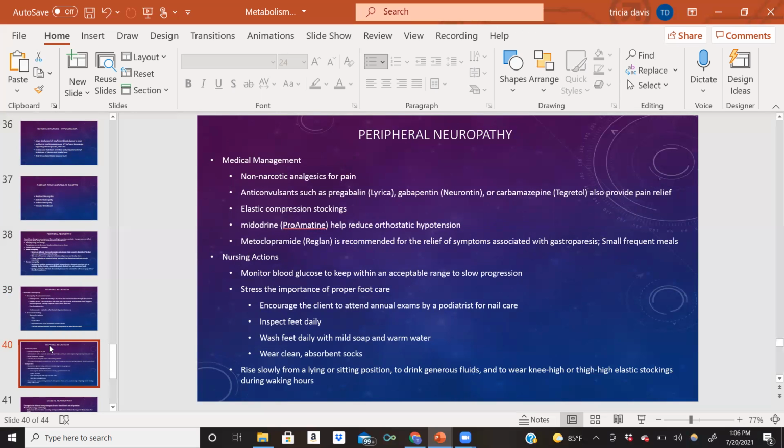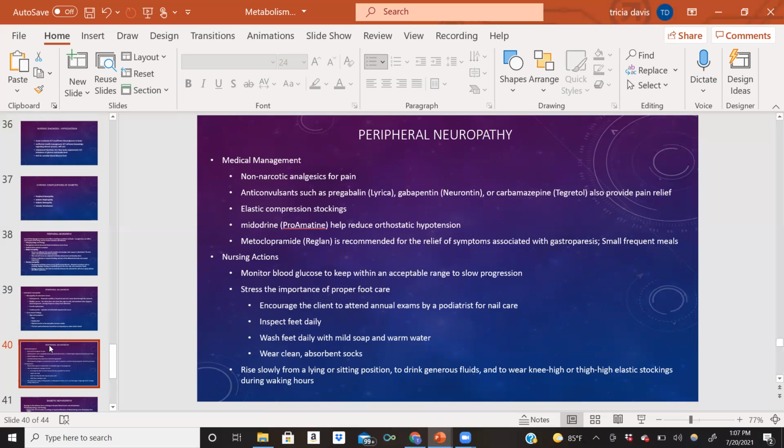We want to give them elastic compression stockings to help get that blood flow back to the heart. We don't want to have any blood clots. We can give midodrine, which will help reduce the orthostatic hypotension that we're going to see because of these cardiovascular issues that diabetes causes. We can give Reglan, which is going to help relieve the symptoms associated with gastroparesis. It's going to help increase the motility in the stomach and move that food along. And then we would want to also encourage these patients to eat small, frequent meals to help with the gastroparesis.